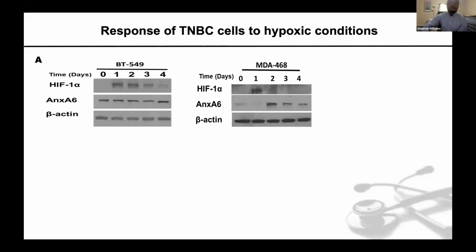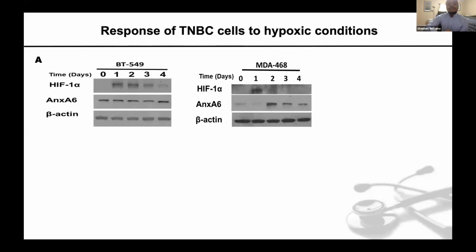So the first thing I wanted to do was to take BT549 cells, a mesenchymal TNBC cell line, and MDA468, a basal TNBC cell line, and expose them to 1% oxygen in a hypoxia chamber over the course of 4 days. So we covered acute, which in the literature is 24 hours or less, and chronic, which is greater than 24 hours.